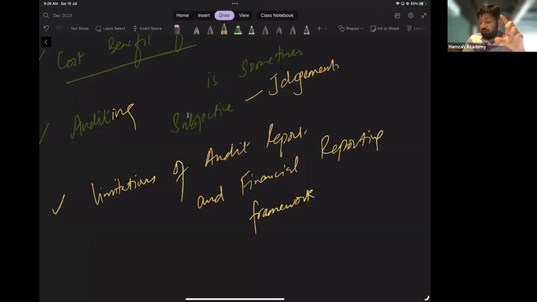A limitation of the audit report is that it may not cover all the aspects. Even the financial statements you prepare, you have studied IFRSs and accounting standards. Accounting standards and IFRSs keep changing and improving. They have a defined format, and every few years it is revised. So the limitation is that those accounting standards and IFRSs may have deficiencies and flaws. The possibility is there.